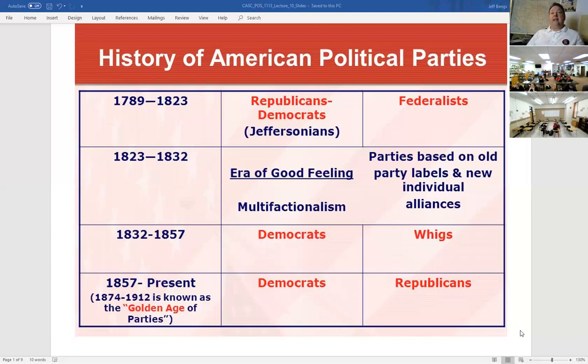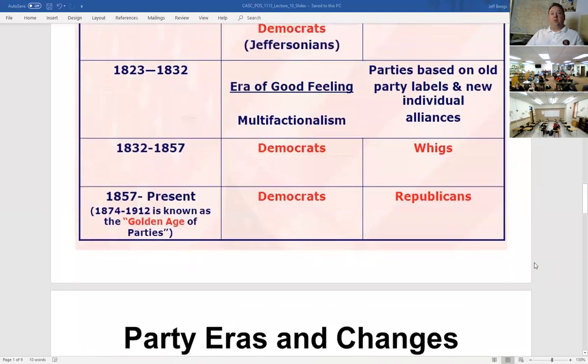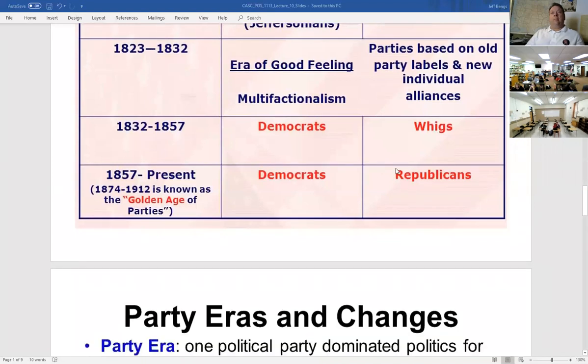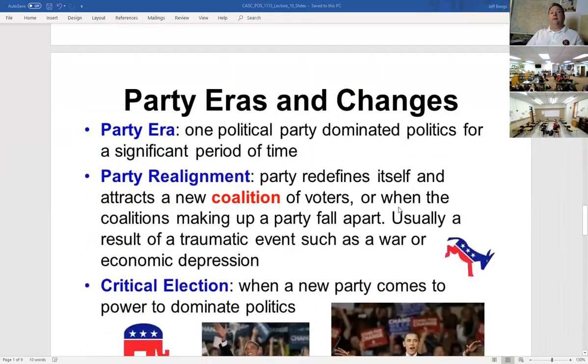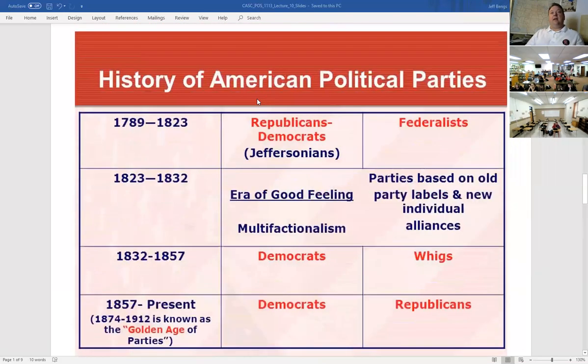And so now the two parties that we have today have both been in existence since the late 1850s, with the Democratic Party going all the way back to our first president in some way. Republicans are also called the GOP, which stands for the Grand Old Party. Republicans are represented by an elephant, as you can see here. Democrats represented by a donkey. So that is a brief history of the two political parties in America.